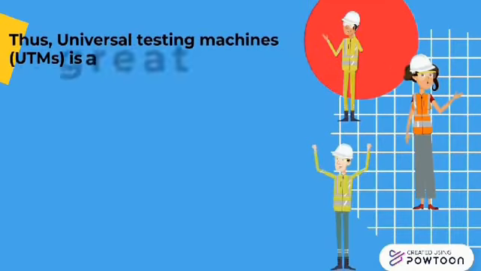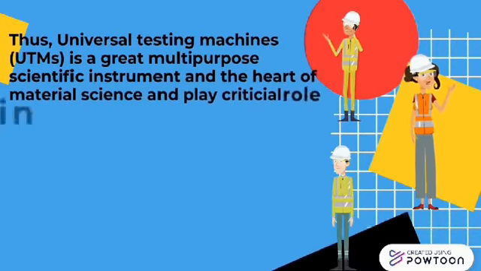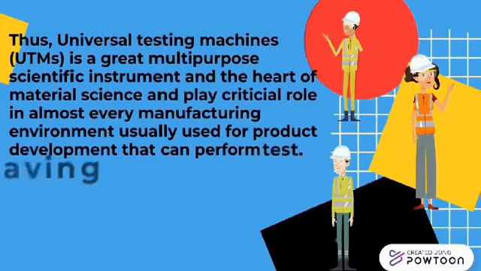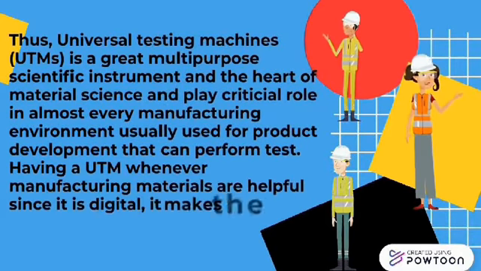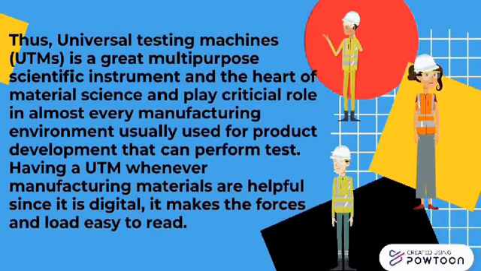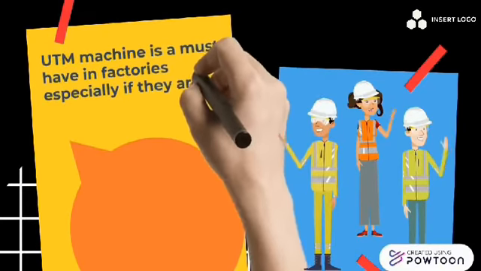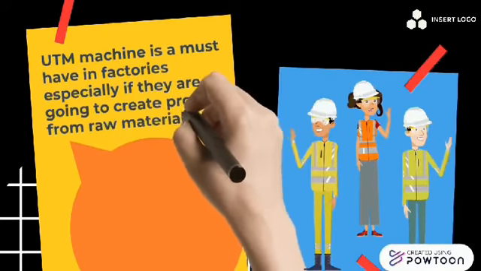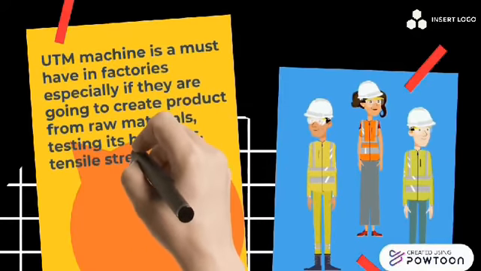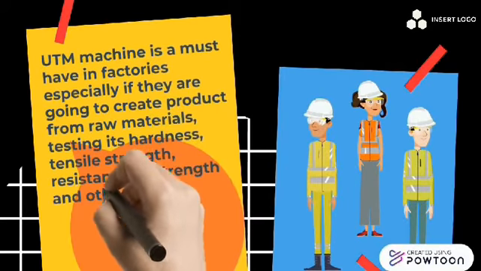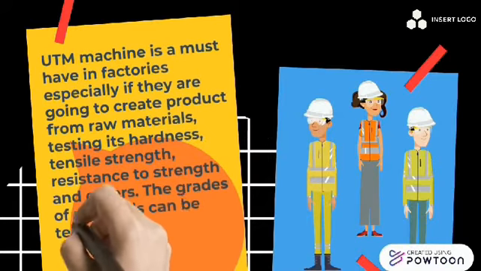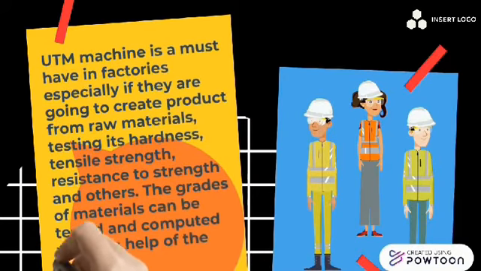Universal testing machines is a great multi-purpose scientific instrument in the heart of material science, and play a critical role in almost every manufacturing environment usually used for product development that can perform tests. Having a UTM on every manufacturing materials are helpful since it is digital. Makes the forces and load easy to read. Universal testing machine is a must-have in factories, especially if they are going to create product from raw materials, testing its hardness, tensile strength, resistance to strength, and others. The grades of materials can be tested and computed with the help of the UTM machines.